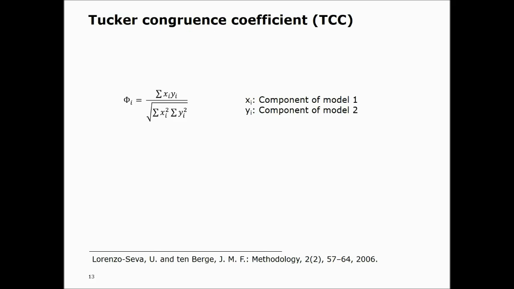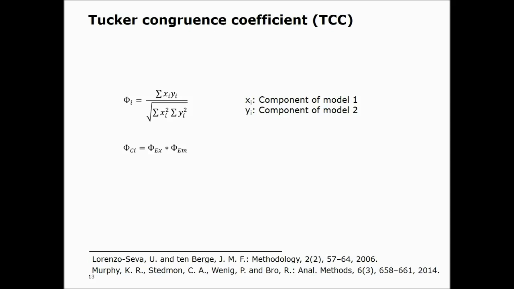The formula that it does it with, you can see here. So it's a rather simple mathematical comparison of the spectral loadings, and you get a single number that will then tell you how similar these two components are. But of course, when we compare components, we can't just look at either emission or excitation. We have to consider both, so that the overall Tucker congruence coefficient when comparing two components is the product of TCC for the excitation and TCC for the emission.